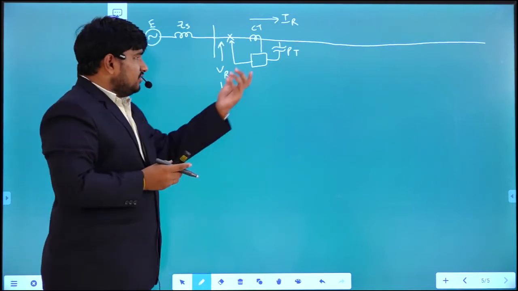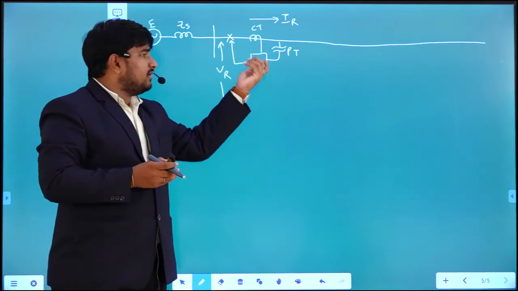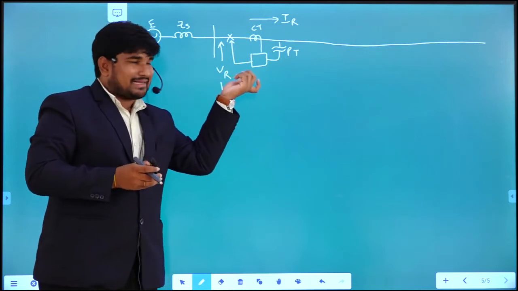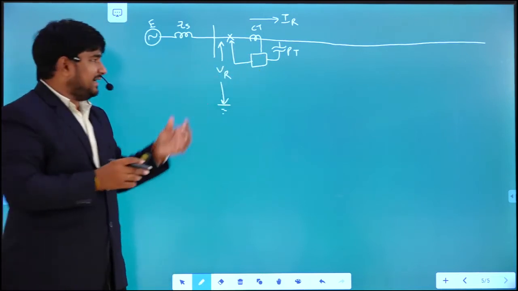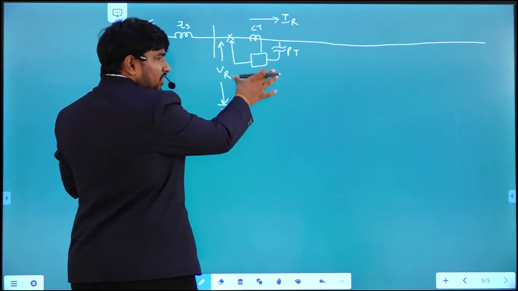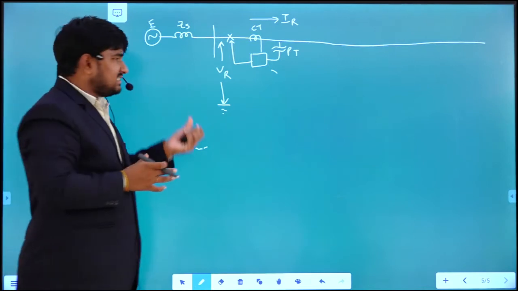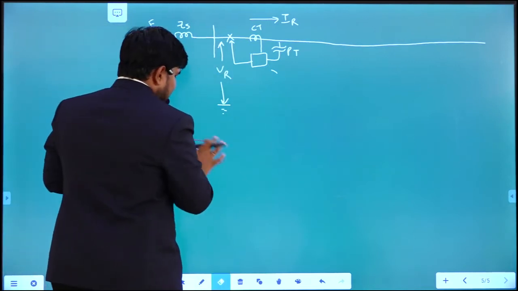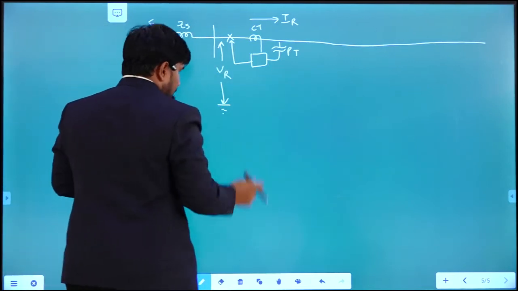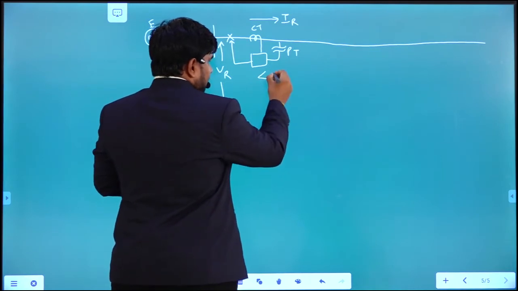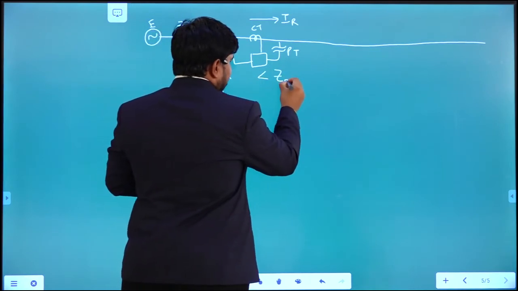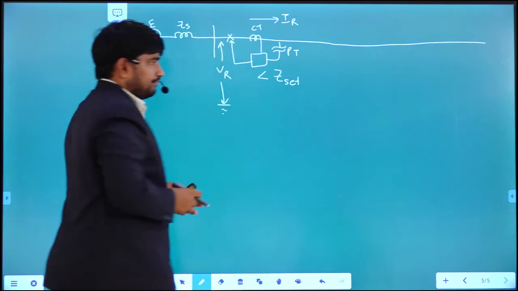So, if this is an impedance relay, what is the condition to produce a trip signal? The amount of impedance that is sensed by this distance relay should be less than the Z set value. That means the trip condition must be less than the Z set value.